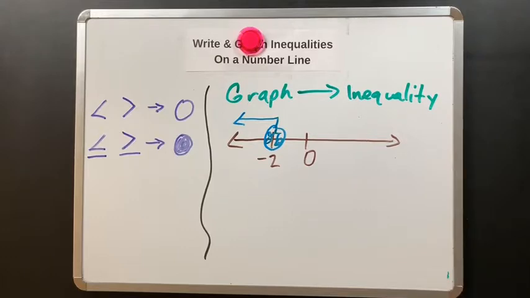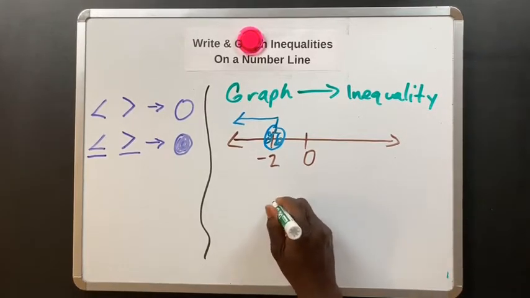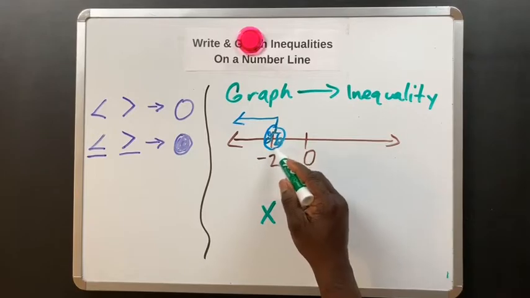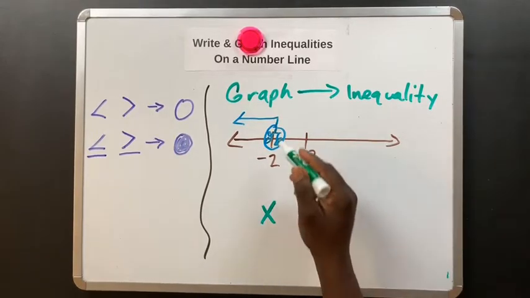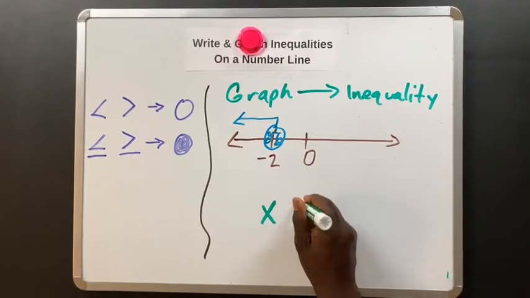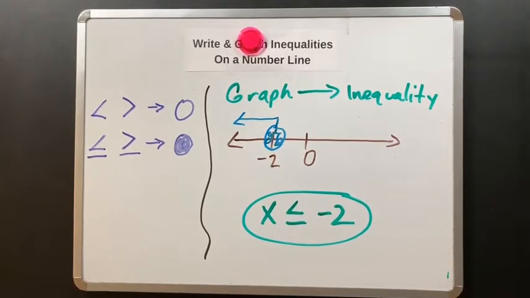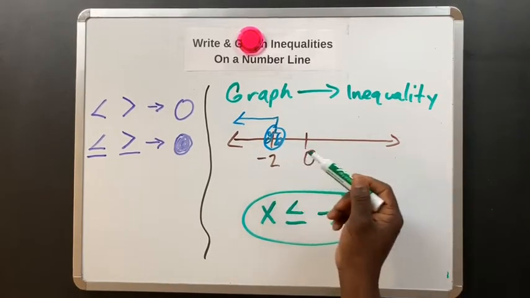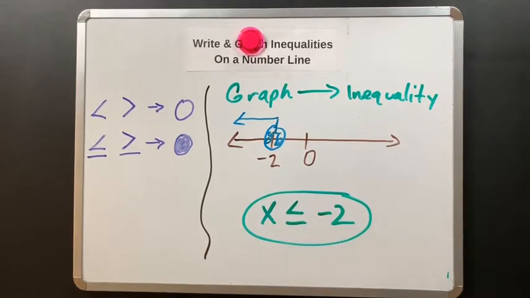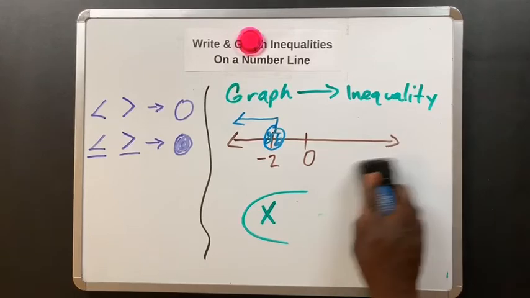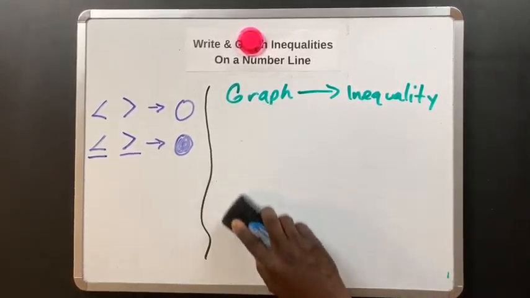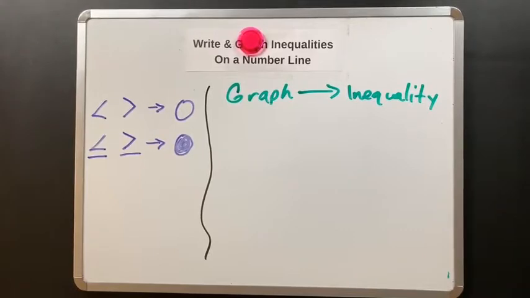So let's interpret this graph. It says all values of x that are, that's a closed circle, and it says less than or equal to -2. That's it. All values of x that are less than or equal to -2. So when you're given a graph, you think about it that way. Let's do a couple more, just to give you a chance to practice this.